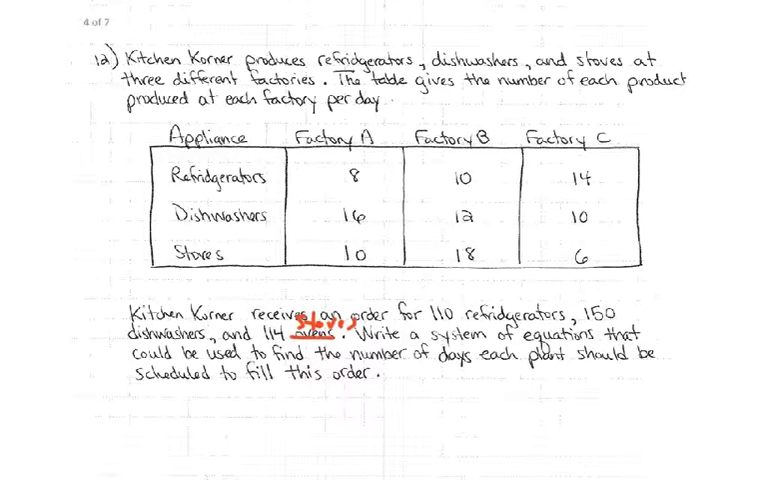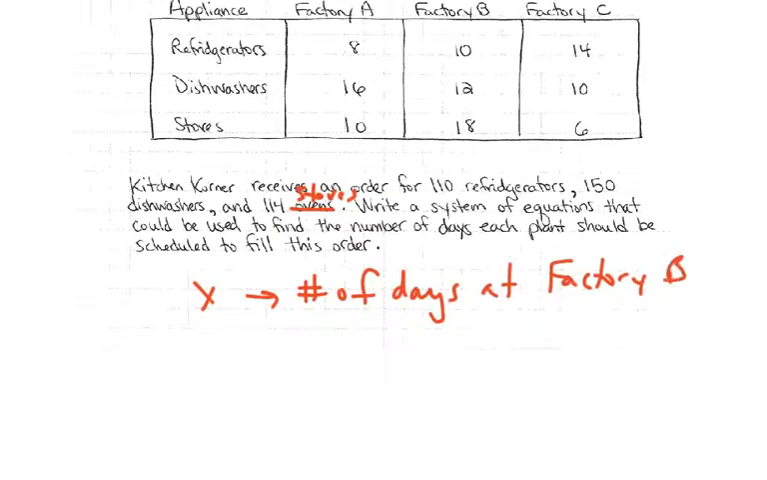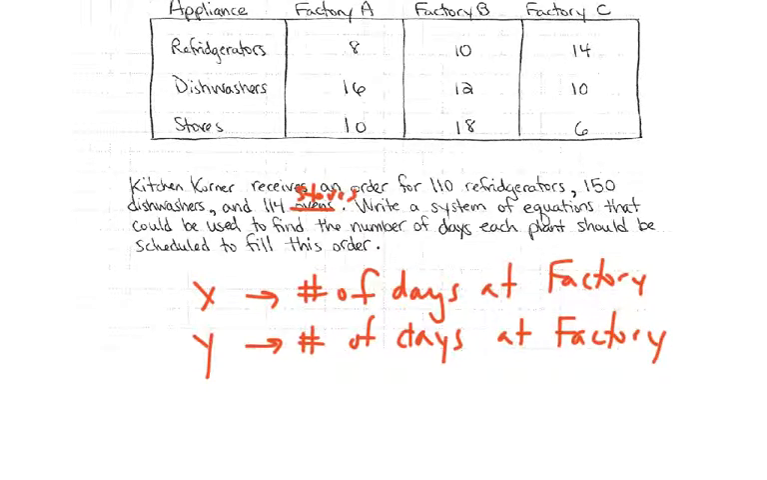Notice the question didn't ask us to solve it. It just said write the system. So we're going to call x the number of days at factory A. We'll call y the number of days at factory B. Wow, I am having an issue here. Let's get rid of this. That should be an A. And we'll call z the number of days at factory C.